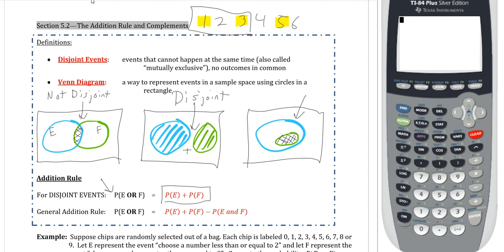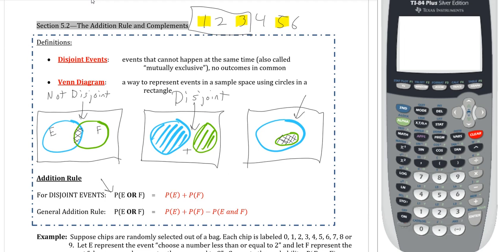Nice and easy. For example, the probability of rolling a 2 or a 4 on a six-sided die, well, that's 1 out of 6 for a 2. That's also 1 out of 6 for a 4. So that's 2 out of 6 for either a 2 or a 4. Nice and easy.